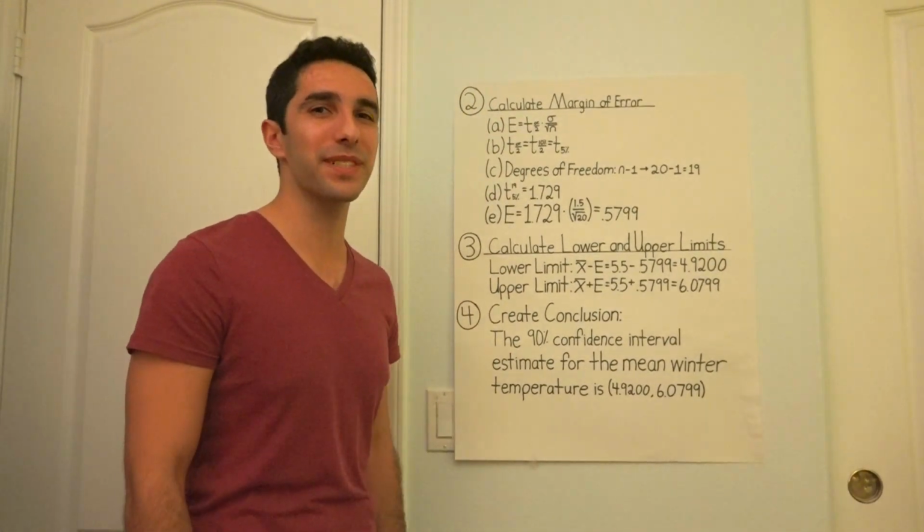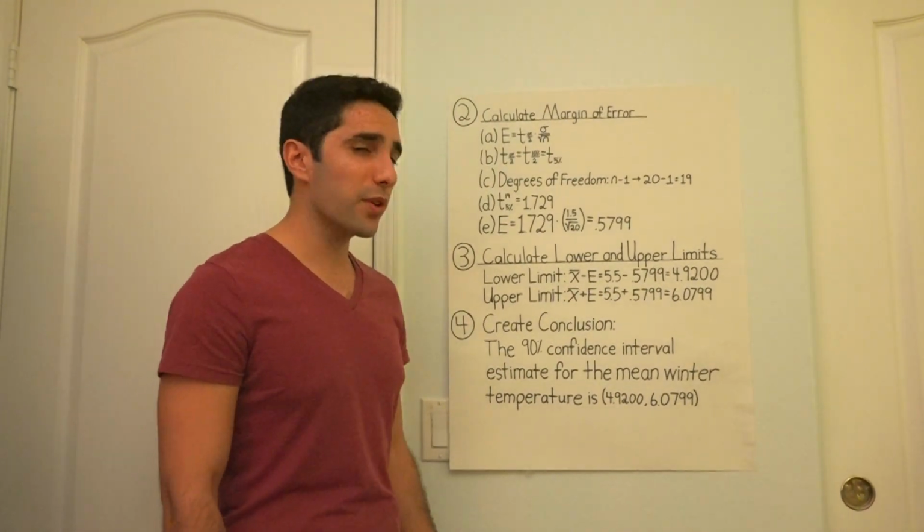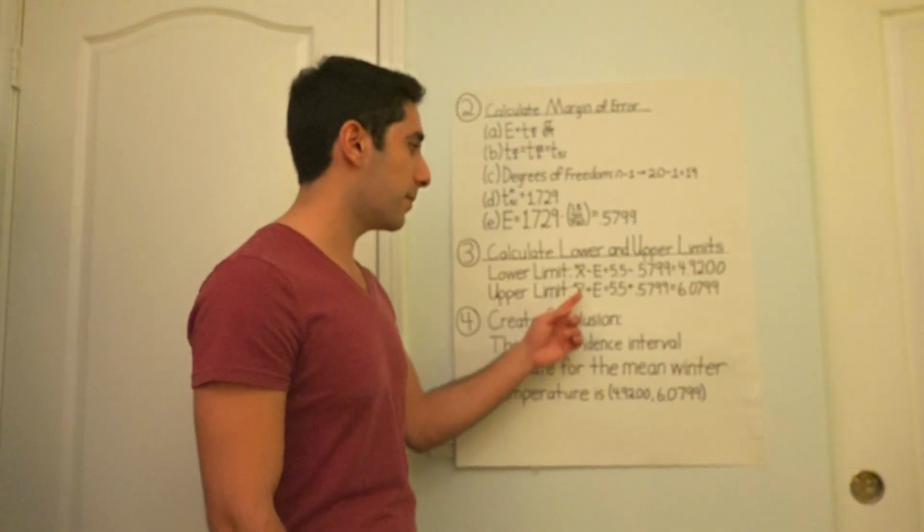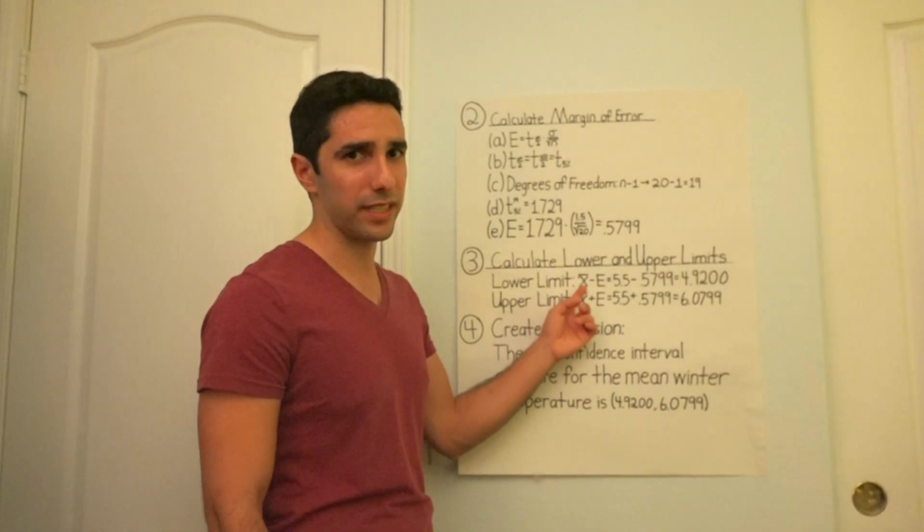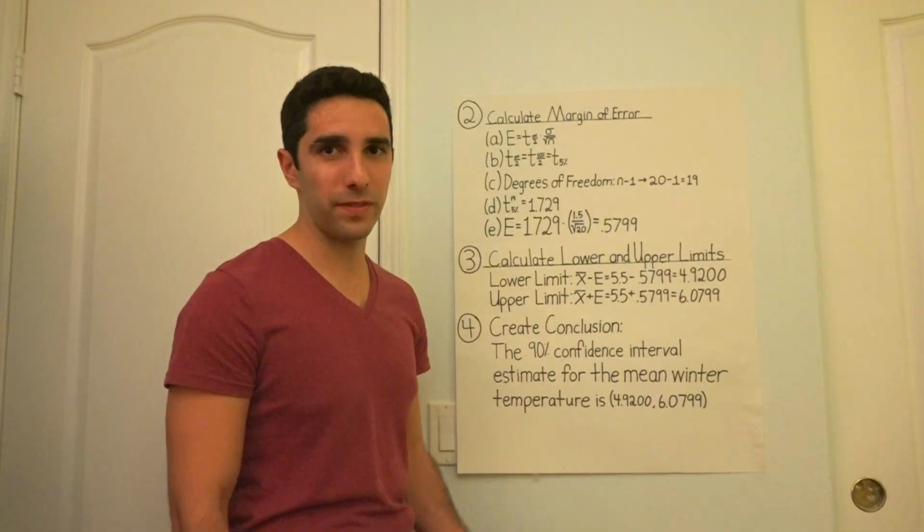Alright, well, if you want to continue, you got to do step 3, which is calculating the lower and upper limits. Now, to do the lower limit, you get the mean, which is this symbol right here, minus the margin of error.